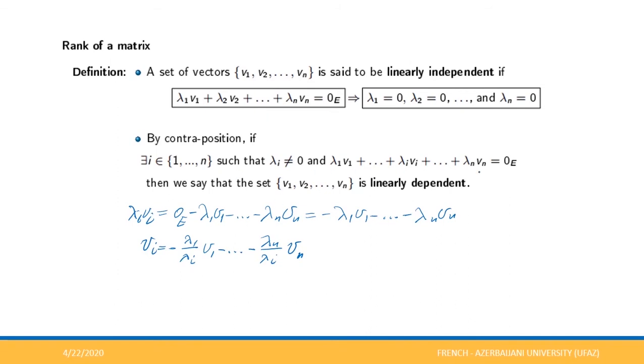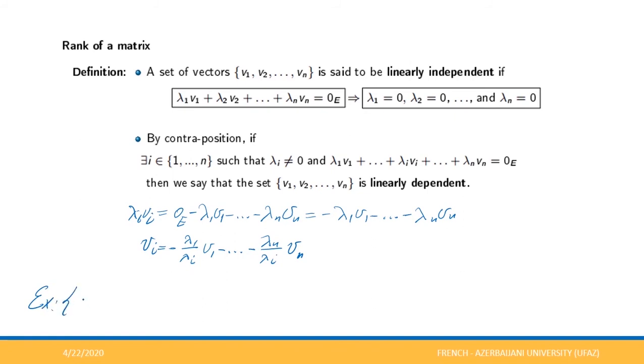You see, in this case, we can express the vector vi as a linear combination of v1, v2, v3, and so on vn. Because of this, instead of this definition, you can say that if one of the vectors of this set can be expressed by others, then we say that this set is linearly dependent. Example.